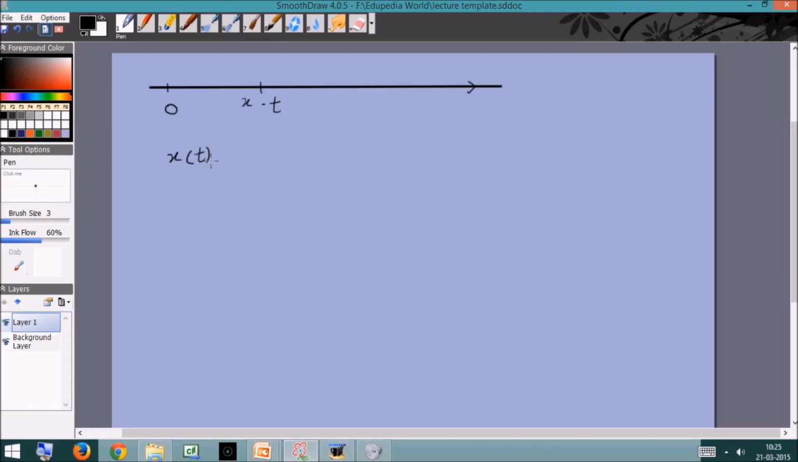So the first important thing to know is, if I know the position of the body at any point of time, I know everything there is to know about the motion of the body. Right? And we'll eventually see how to calculate all the properties.